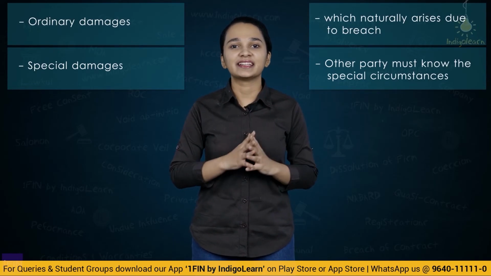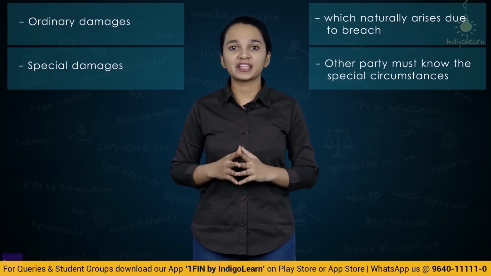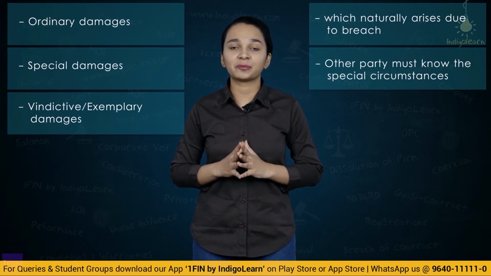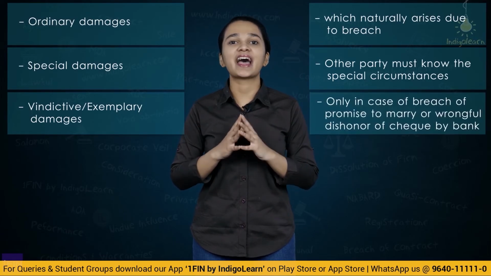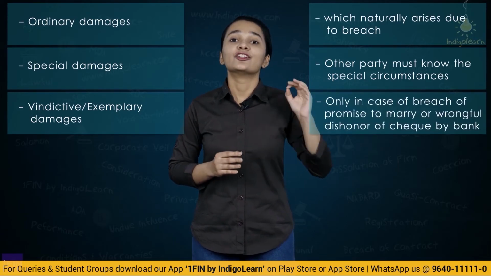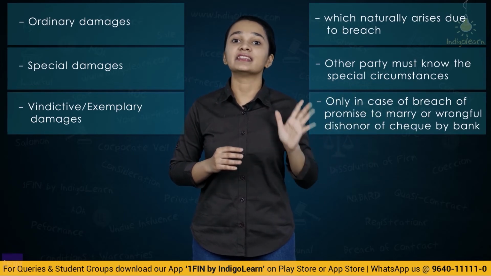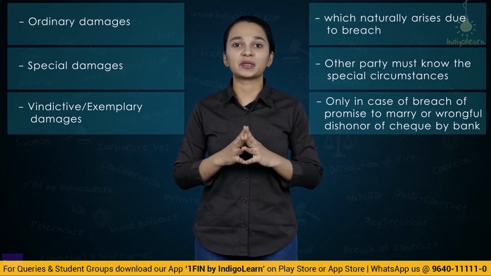only in that situation special damages can be claimed. The next damage is vindictive or exemplary damage. There are only 2 situations where these damages can be claimed. The first situation is breach of promise to marry, and the second situation is wrongful dishonor of a customer's cheque by a banker. In these 2 situations, vindictive or exemplary damages may be claimed.